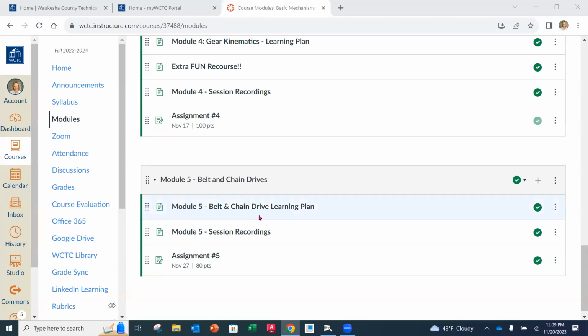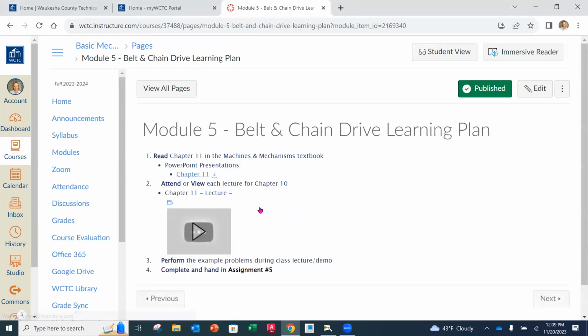Okay, so we are ready to start looking at module number 5. You're going to notice that module number 5 is going to be about belt and chain drives. So we're going to look first at our learning plan.